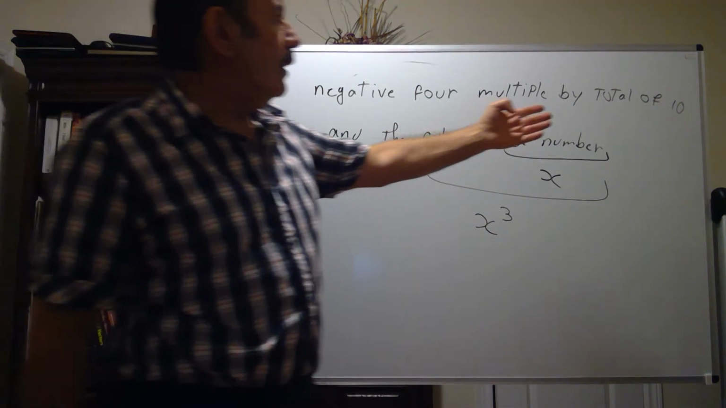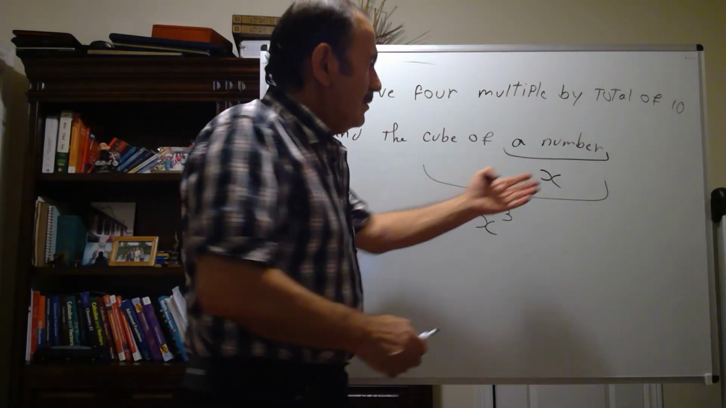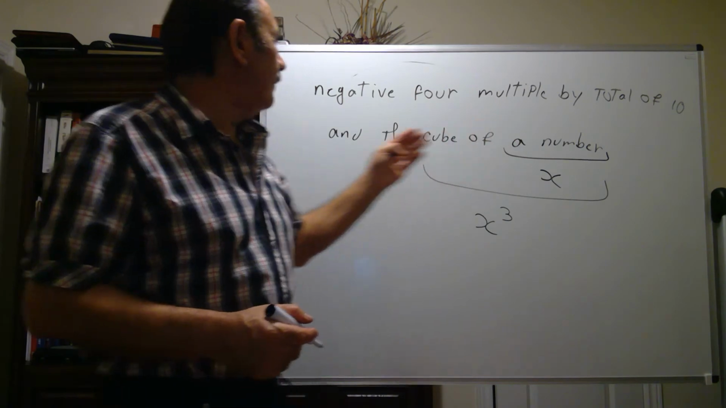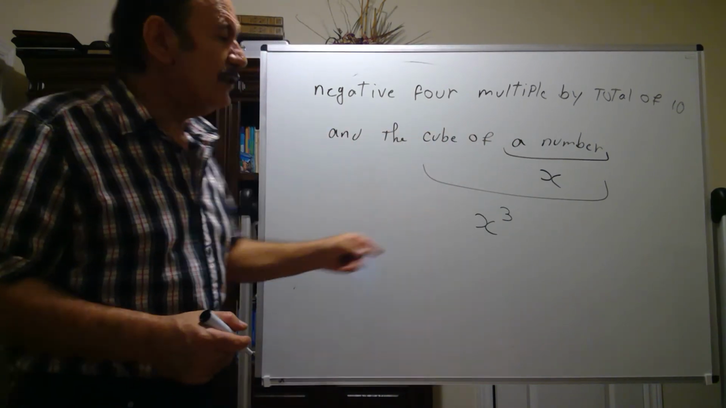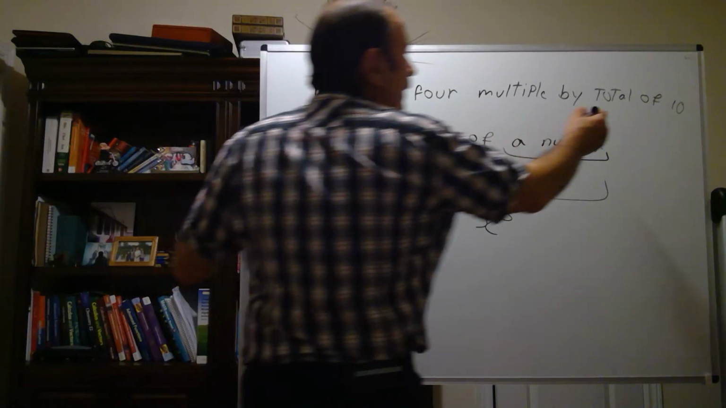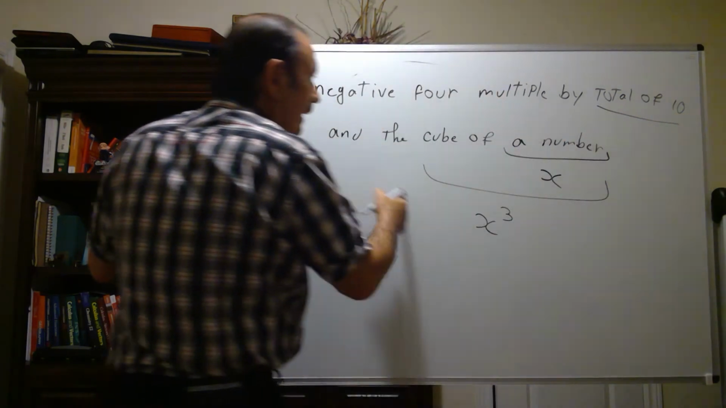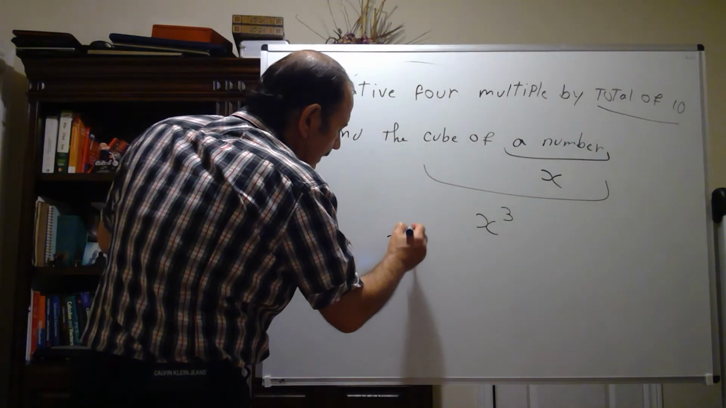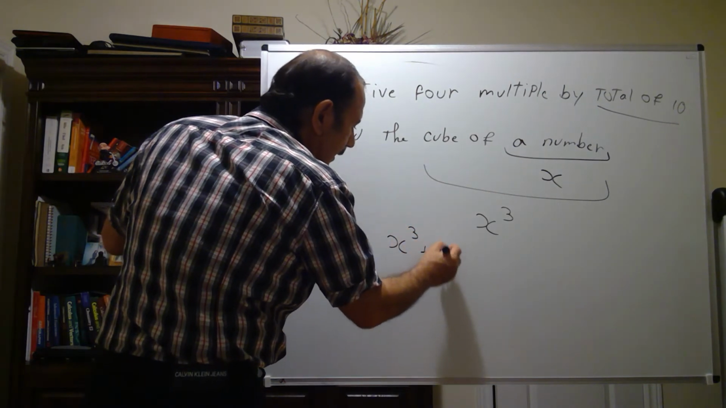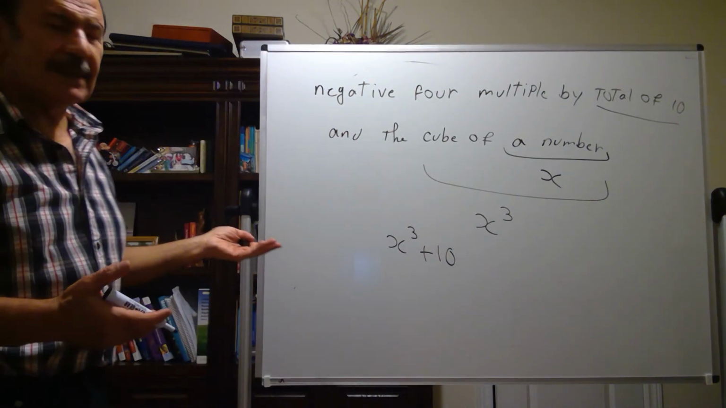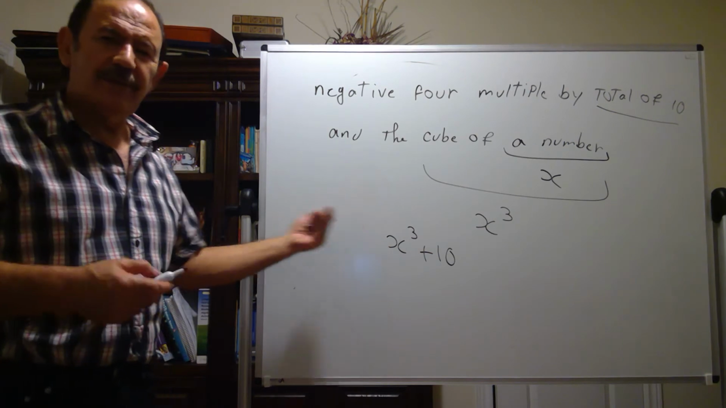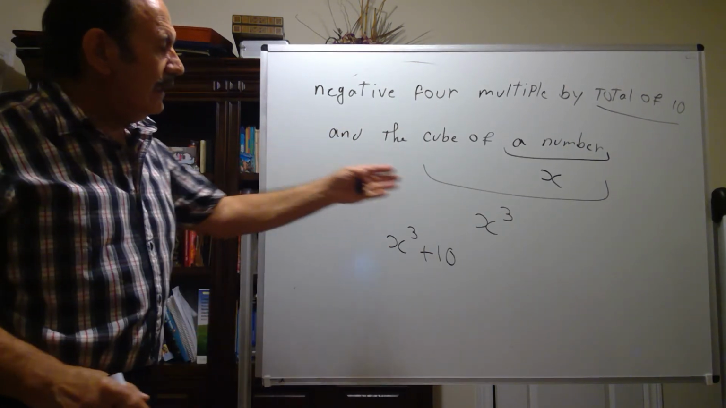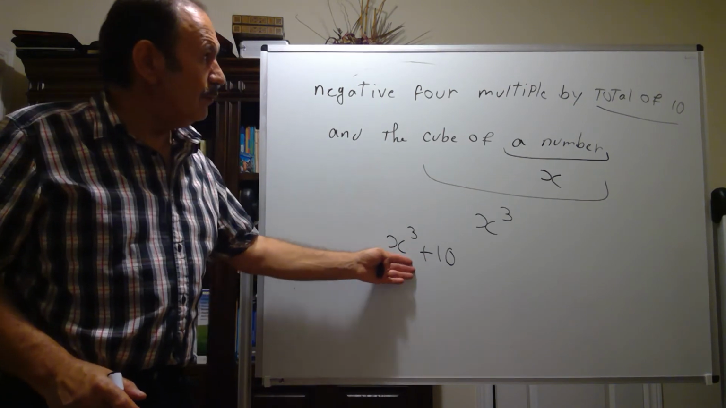Now, total of this one. As you see, I'm starting from the last sentence and going to the beginning. Total of 10 and x3. Total of 10 and x cube is going to be x cube plus 10, or 10 plus x cube. It doesn't matter. But because it's the variable one, I'm writing the variable first. So total of 10 and x cube is going to be x cube plus 10.